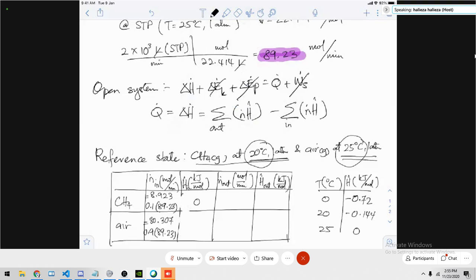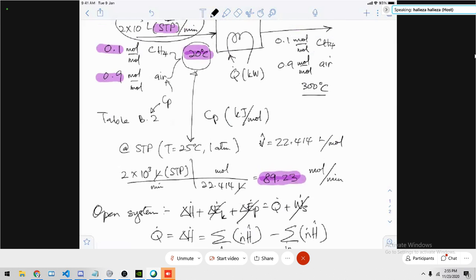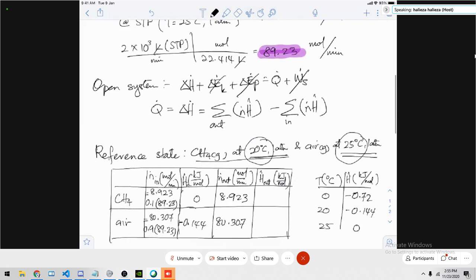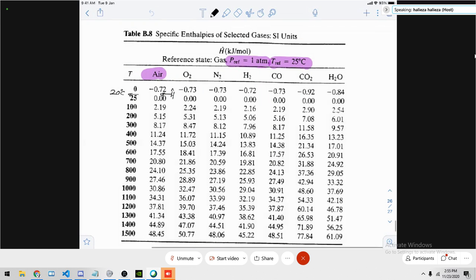That is 0, with a negative sign there, 0.144. Now, for the outlet, you're going to have the same molar flow rate, nothing changed. For the outlet of A, the outlet temperature is 300 degrees C. So we're going to get the enthalpy of A at 300 degrees C, again referring to the appendix.